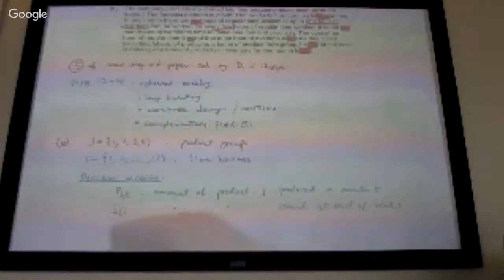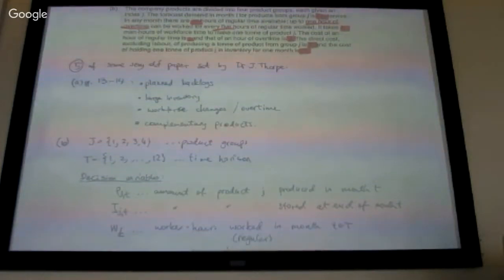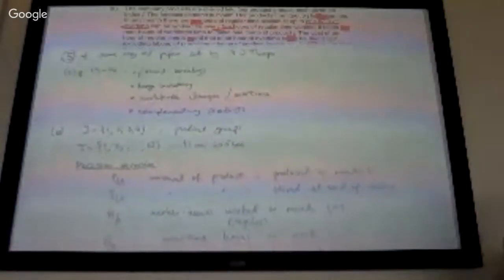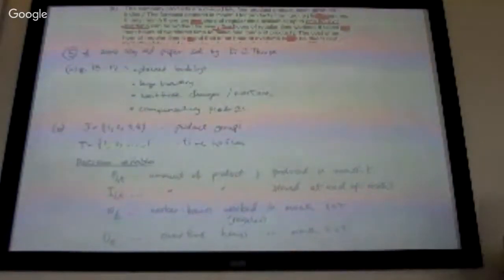But you also need the W_JT, so that's worker hours. Worked in, oh no, sorry, not JT. Worked in month T, in regular time. Let's say OT, this is overtime hours in month T. Okay, I think these are there.